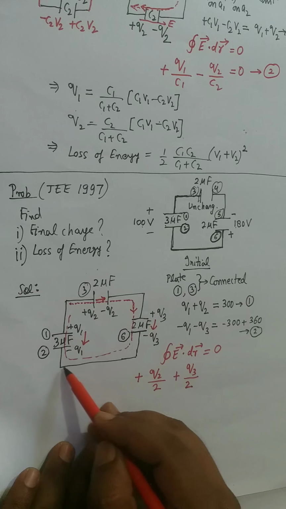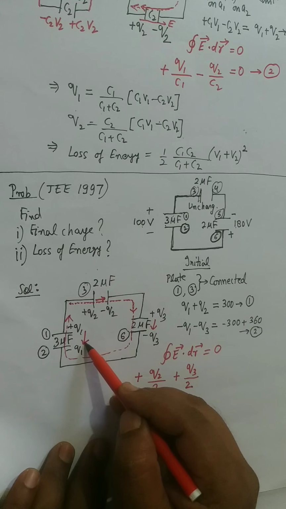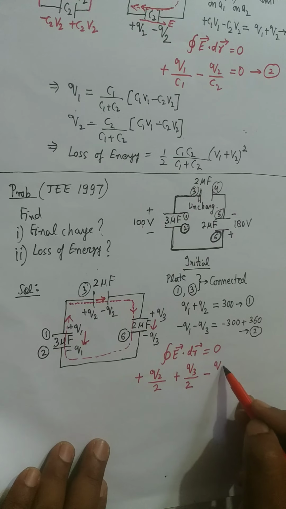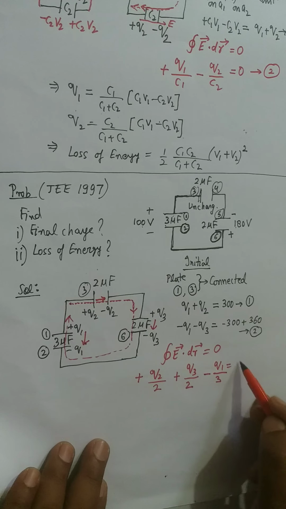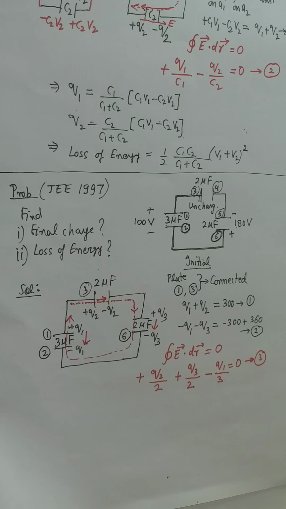And then we are going in this direction, which is opposite to the electric field, so against the electric field you will have a minus sign, and this is Q1 divided by the capacitance 3 and should be 0. So this is my third equation. Now I have to solve all the three equations, and if I can solve all the three equations, I hope we can get the values of Q1, Q2 and Q3 also.